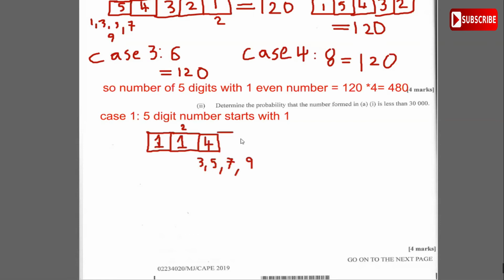And then right here, we're going to have 3 numbers to choose from. Then for the final digit, we're going to have 2 numbers to choose from. So 4 factorial, that's 24 ways. That's 24 ways we can choose a number starting with 1 with the even number being 2. Now let's look at what if we chose the even number to be 4.